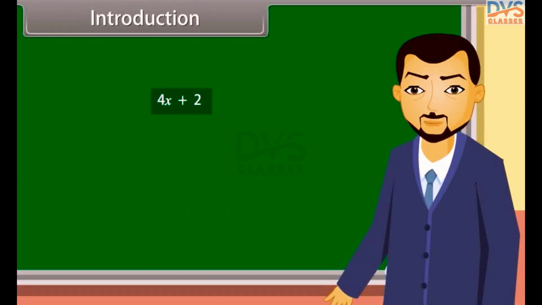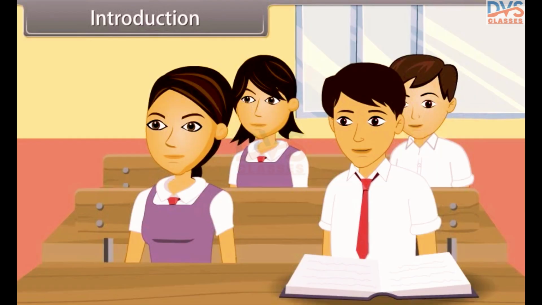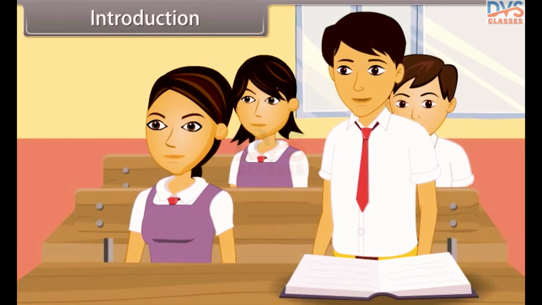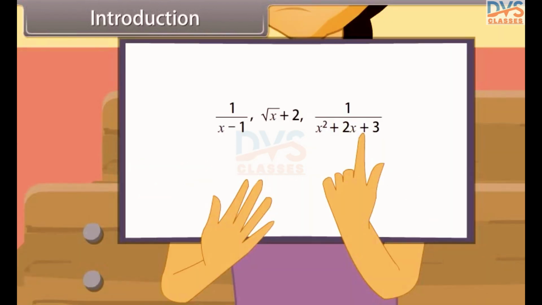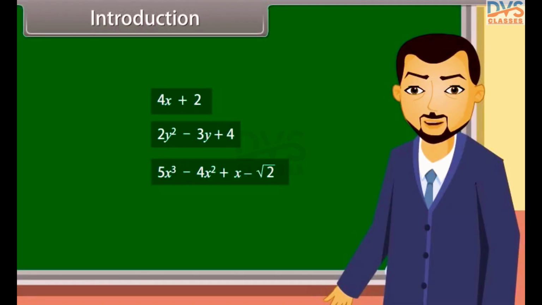Students, look at this polynomial. What can you say about this? This is a polynomial in the variable x of degree... You're right. Similarly, 2y square minus 3y plus 4 is a polynomial in the variable y of degree 2. And 5x cube minus 4x square plus x minus square root 2 is a polynomial in the variable x of degree 3. Teacher, is this expression a polynomial? No, none of these expressions is a polynomial. Today we will learn about polynomials in detail.